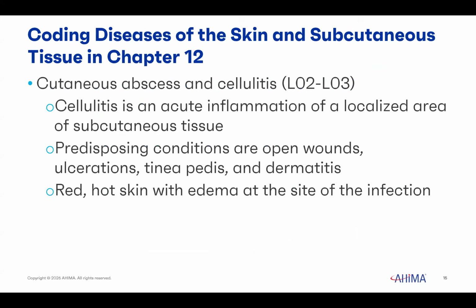Now we're going to pivot away from our discussion of pressure ulcers and talk about cutaneous abscesses and cellulitis. Again, it may be worth your while to look at some diagrams about the different layers of the skin so this makes a little bit more sense. Cellulitis is an acute inflammation of a localized area of the subcutaneous tissue. Things that predispose people to cellulitis include open wounds, ulcerations, dermatitis, athlete's foot infections, and so on. This is where you get the red, hot skin with the edema at the site of the infection.